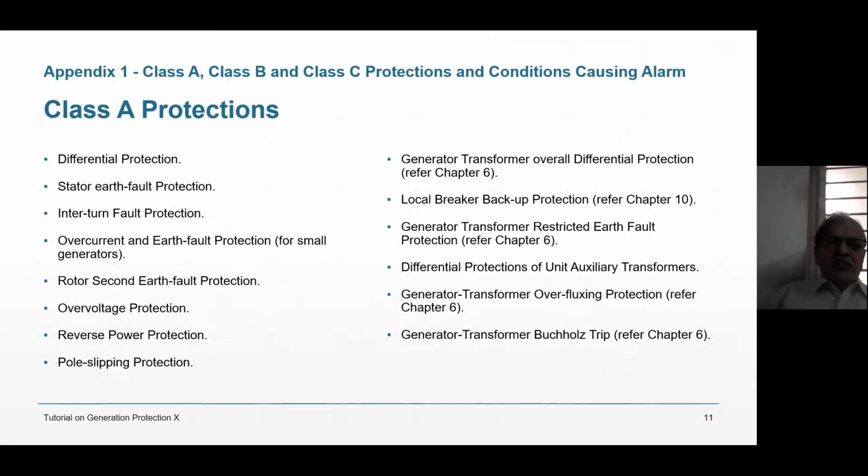So friends, so to say, generator protection ends here.